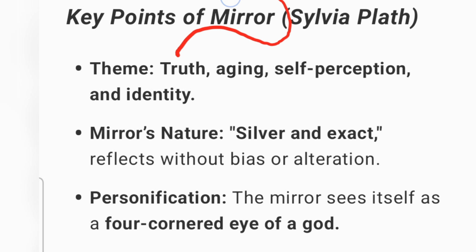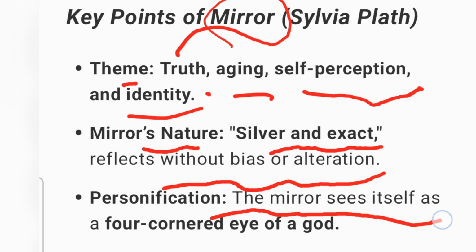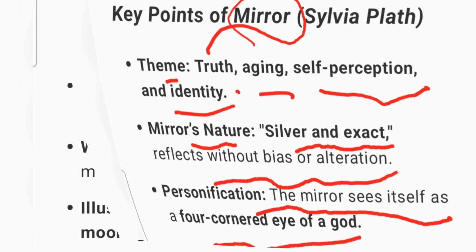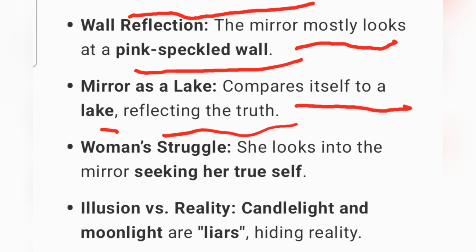Now let's see the next poem, Mirror. Let's see its theme: truth, aging, self-perception, and identity. Now the mirror's nature: silver and exact, it reflects without bias or alteration. The mirror sees itself as a four-cornered eye of a god. The mirror mostly looks at a pink speckled wall. It compares itself to a lake, reflecting the truth.